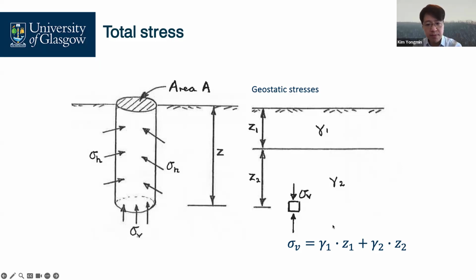So this vertical stress is the self-weight of the soil above the certain point. Here it is gamma 1 times Z1 plus gamma 2 times Z2. This is the vertical stress.